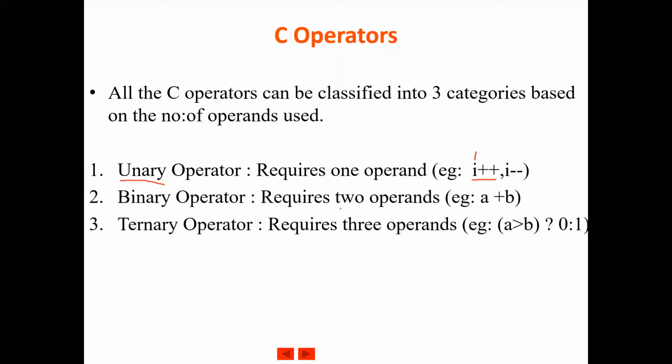Binary operators are those operators which require two operands. Got it? Here a plus b is an example of a binary operator, because the plus sign is the operator, and it requires two operands on either side. Here the operands are a and b. To perform addition, we need two operands a and b. So plus plus is a unary operator because it requires only one operand, while a single plus used between operands as an addition operator is a binary operator.